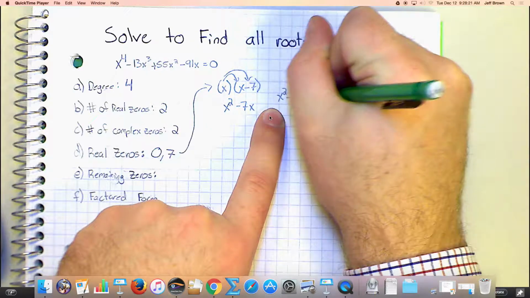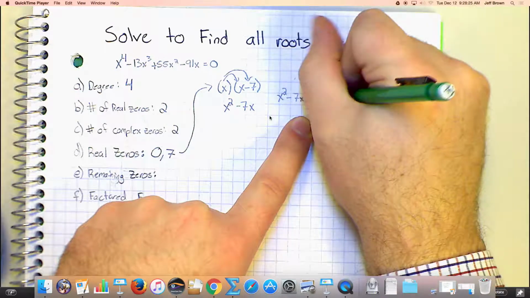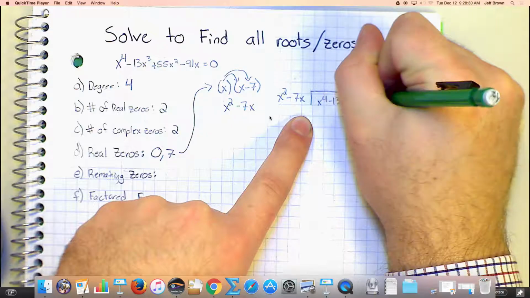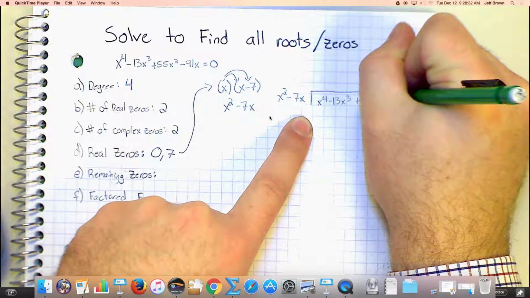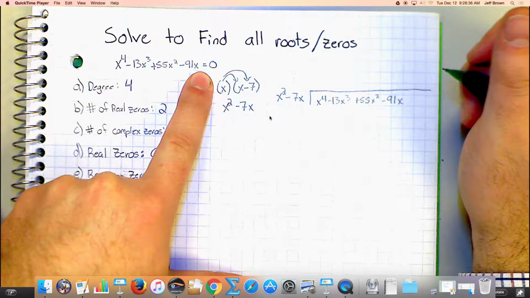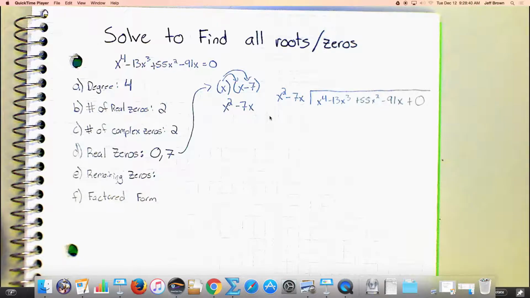So I have an x squared minus 7x. We're going to go ahead and divide that into x to the fourth minus 13x to the third plus 55x squared minus 91x. Now I am missing my regular constant term here, so we could add a plus 0 to the end if we need to. In the end here, we're not going to actually need that line or that term, but we'll go ahead and throw it there just for consistency.